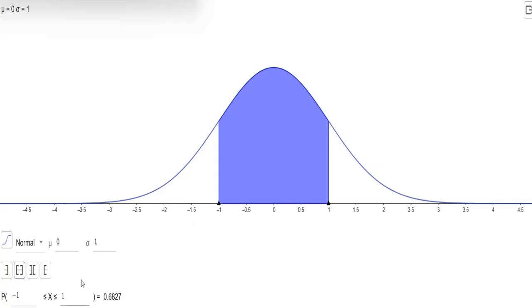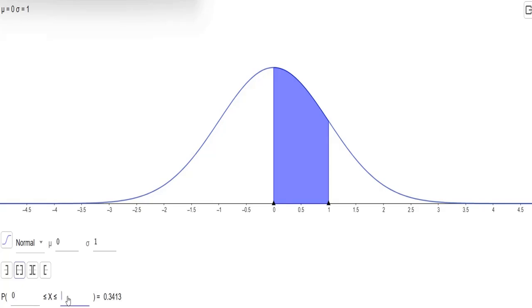And what is the total probability that any value will lie over here? It is 0.6827. Say suppose we want the probability of the value between 0 to 1. From the center, I measure 1 unit, and what is the probability that the value lies between 0 to 1? So now the value of the probability is given as 0.3413.